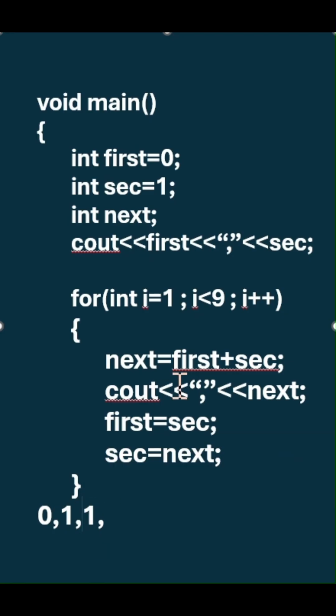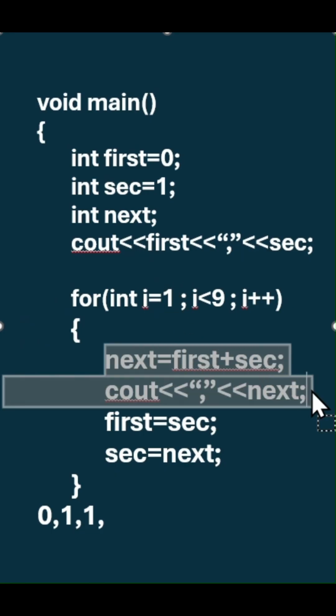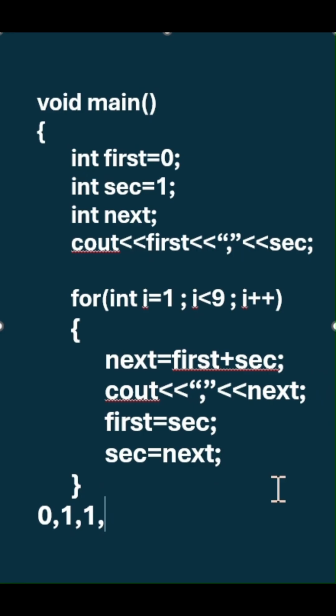Now it will again go inside this for loop, i is going to be 2. Now the new next number will be calculated, that is 1 plus 1, so the new next number is going to be 2. Now again this second number was 1, I am going to give it to the first, then the new next number I am going to give to the second, then again it will go inside the for loop, and first plus second, that is now 1 plus 2 will be calculated and it will be printed with a comma, that is 3.